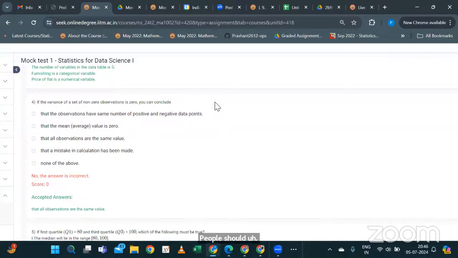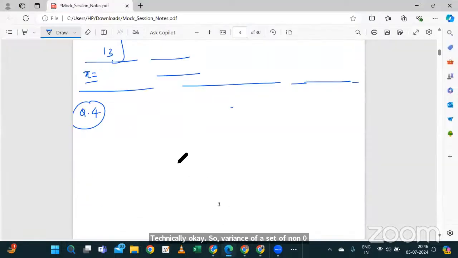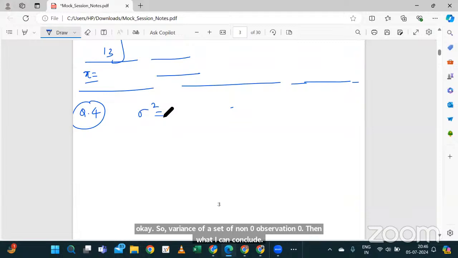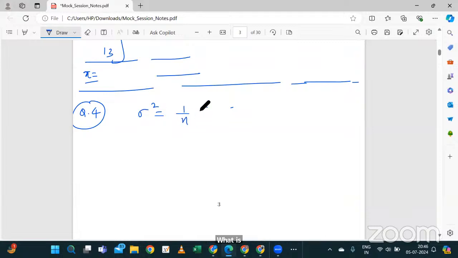Okay. So the question is: variance of a set of non-zero observations is 0, then what can I conclude? Let's think technically. Let's talk about population variance: 1 upon n, summation of i equal to 1 to n, (xi minus x bar) whole square. This is given as 0, right?